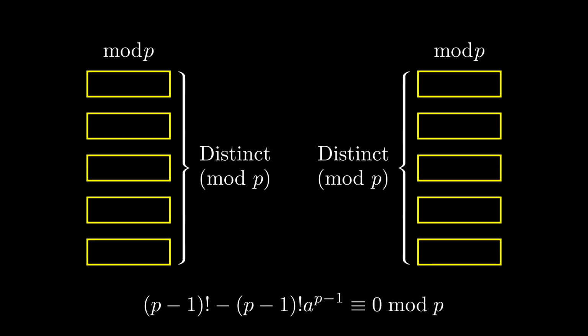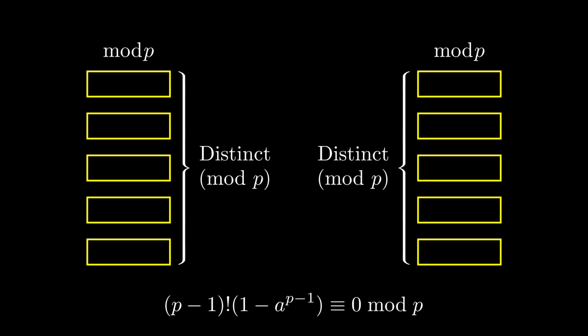So we can rewrite the congruence, subtract on both sides, and factor. First, note that p minus 1 factorial cannot be congruent to 0 mod p. And this is because all the integers from 1 to p minus 1 are coprime to p, and thus when you multiply them, that result, which is p minus 1 factorial, is still coprime to p. And since p minus 1 factorial is coprime to p, it cannot contain any factors of p, and therefore cannot be a multiple of p, meaning it cannot be 0 modulo p.